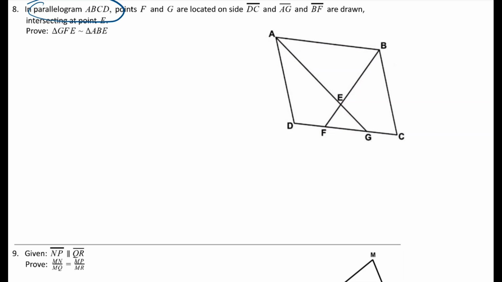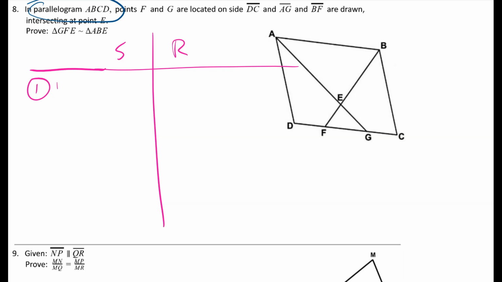Now, anytime I'm doing a similar triangles proof, I always want to get to the point where I can say that two angles are congruent. So let's just start this off. If I write a statement-reason proof, I have statements and reasons. The only thing I need to include in my givens is that I have a parallelogram here. So I have parallelogram ABCD. I know that's the case because they told me, so that's my given information.